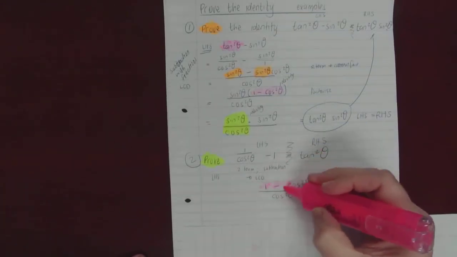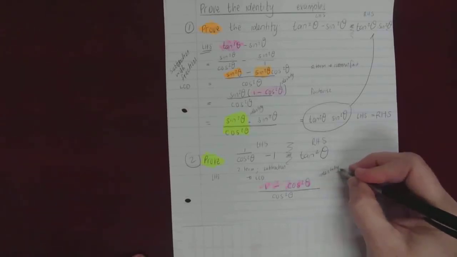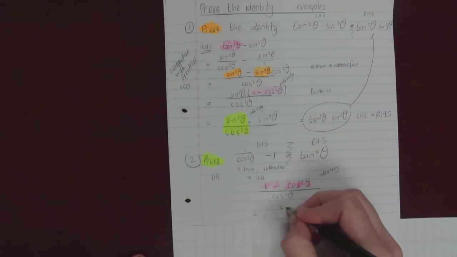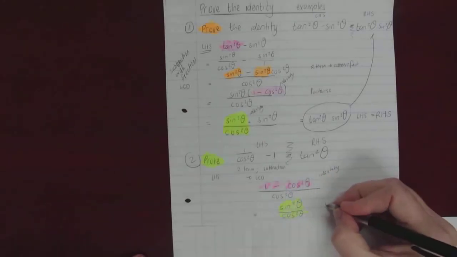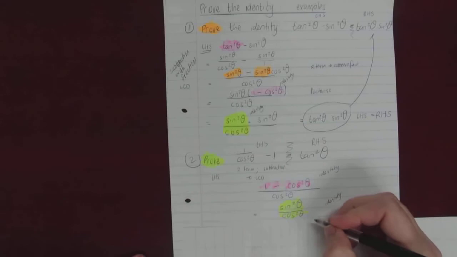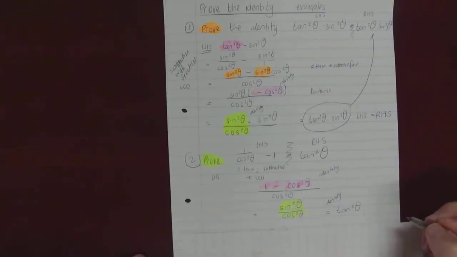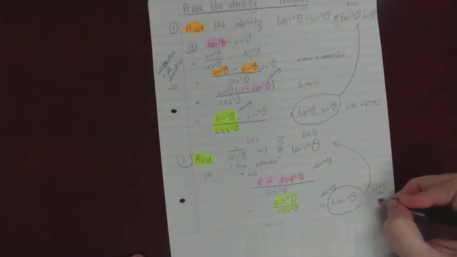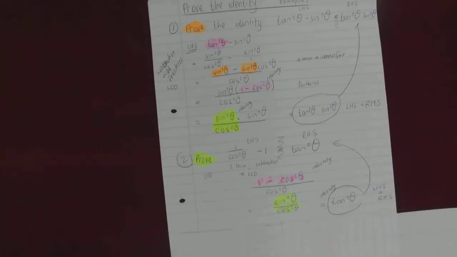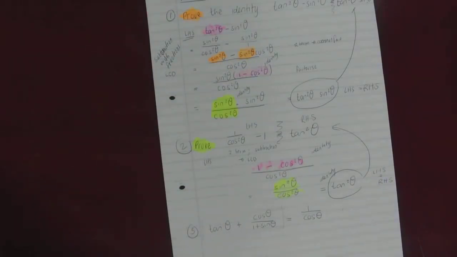What do I notice if I have 1 minus cos squared theta? I notice that that is an identity, which means I can write it as sine squared theta over cos squared theta. Looking at that, this is an identity, and instead of writing all of that, I can write it as tan squared theta. What do I notice? I notice my left-hand side is equal to my right-hand side. Okay, example number 3.